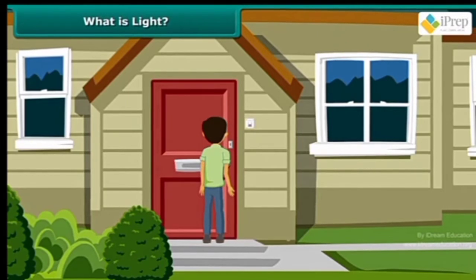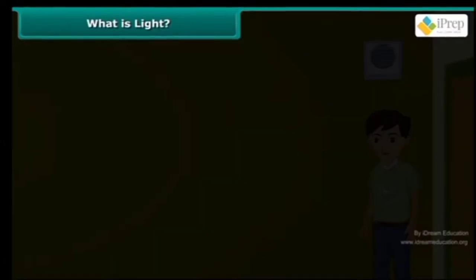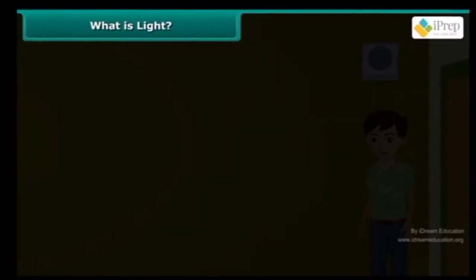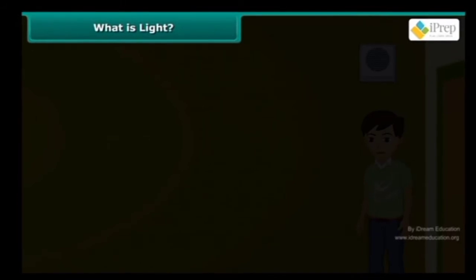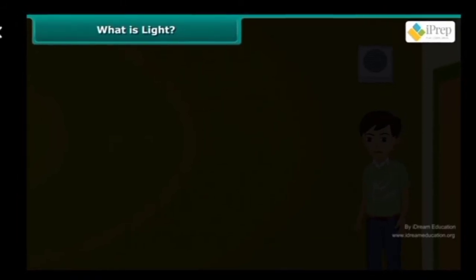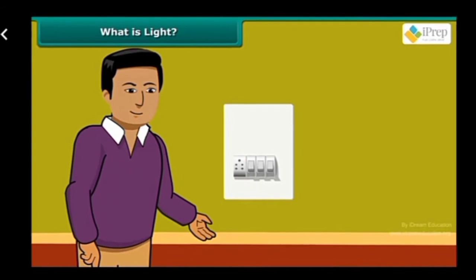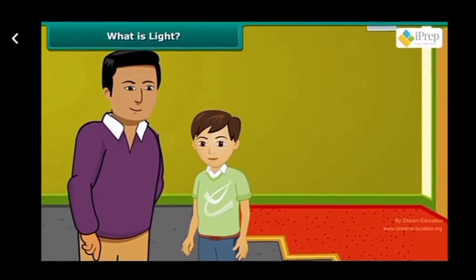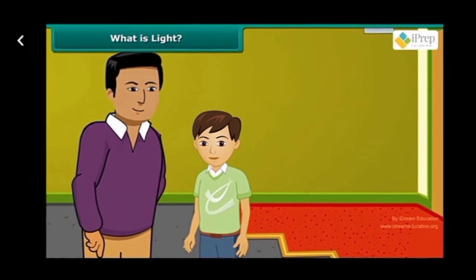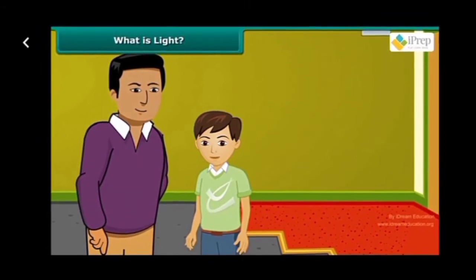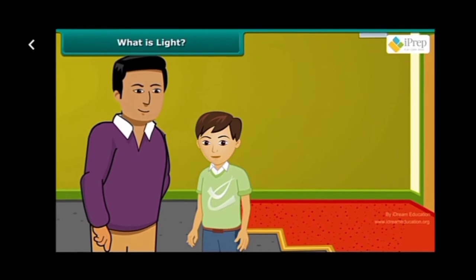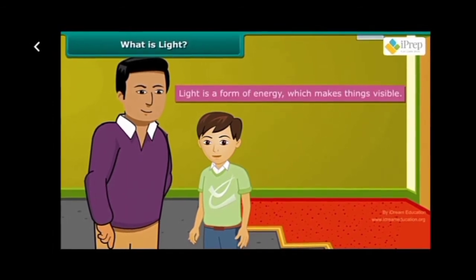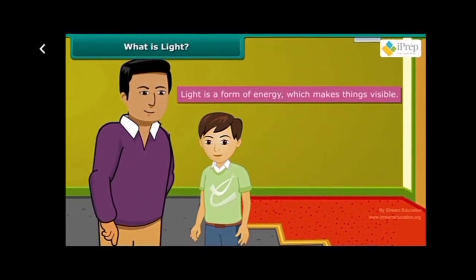And you step inside the house. There is darkness all around. Everything appears black. You can hardly see anything. Your father switches the light on. Now you can see everything clearly. It means light enables viewing. Therefore, light is defined as a form of energy which makes things visible.